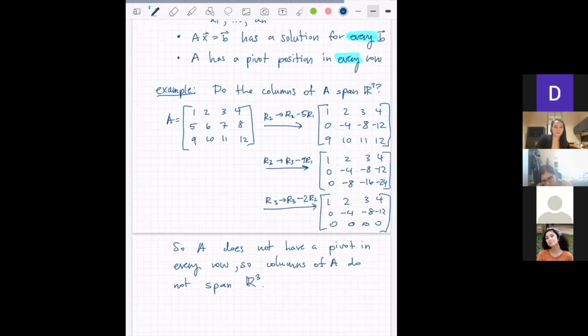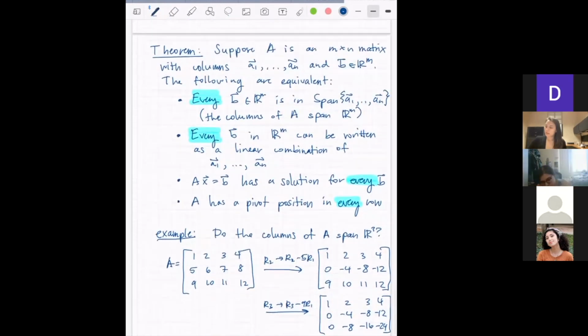Can you go back to the statement of the theorem? Okay, yeah. Okay, just want to copy that down. Okay, yeah.